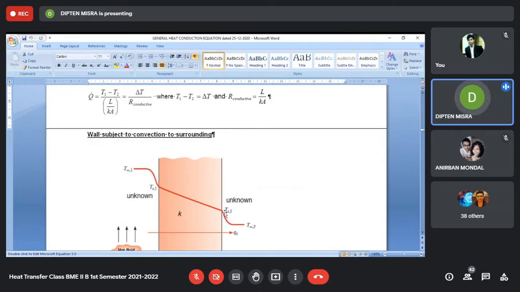Similarly, if you take a temperature measuring device and go on recording the temperature at different points away from the wall, you see that near the wall there is a change in temperature. But as you move sufficiently away from the wall, the temperature becomes constant. The temperature which it records does not show any change. That temperature, where we don't find any change, sufficiently away from the wall, is called the free stream temperature of the fluid on the other side of the wall. This is indicated as T infinity 2.